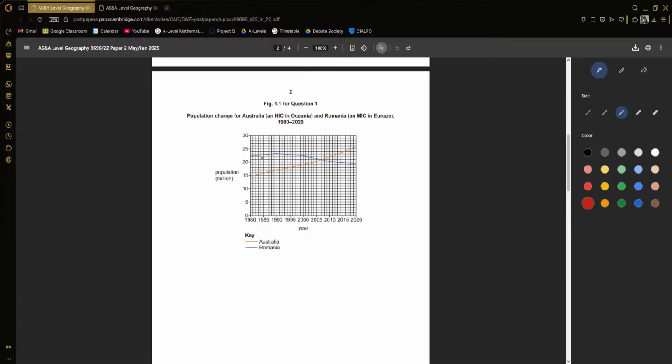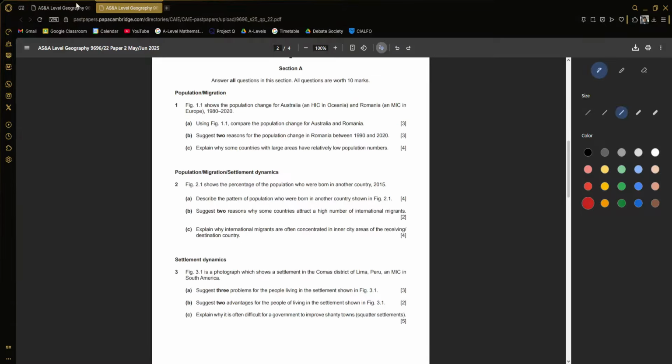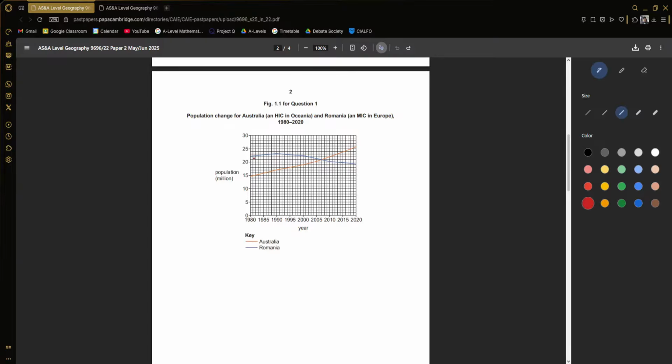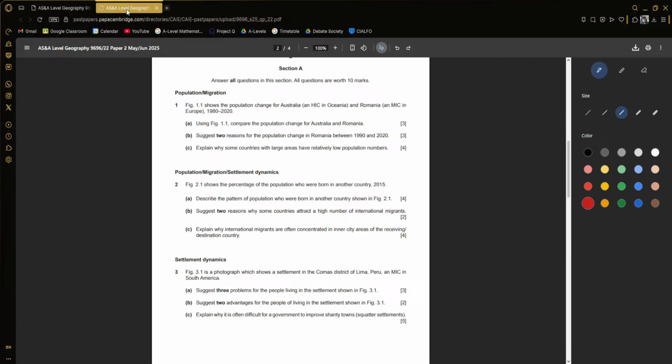And perhaps another comparison, if you want to get 3 marks, is that Romania always had a higher population than Australia until this year, which was around 2007. After that, Australia's population was higher, and that is also another comparison. I did those 3 in my exam and I got 3 out of 3 for this one.